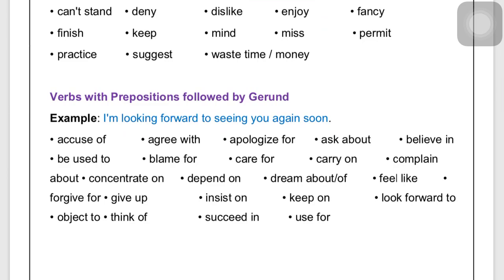Accuse of, agree with, apologize for, ask about, believe in, be used to, blame for, care for, carry on, complain about, concentrate on, depend on, dream about or dream of, feel like, forget for, give up, insist on, keep on, look forward to, object to, think of, succeed in, use for. After all these verbs which are followed by prepositions, we use gerunds.